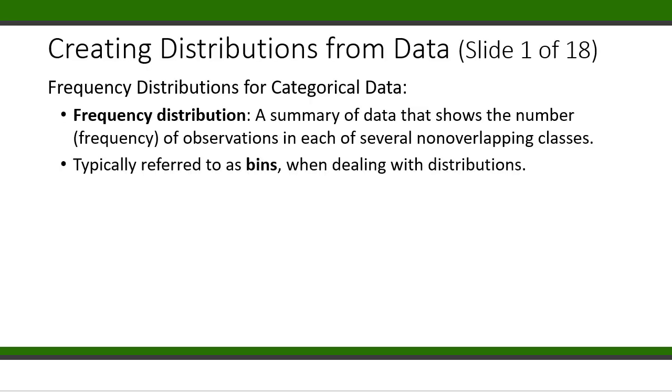So one of the first things we'll look at is a frequency distribution, and specifically towards categorical data. So this would be data that's not numbers. So it's like how many times did something occur out of this entire data set that we're collecting. Okay, and so if you look here on the screen, the frequency distribution is a summary of data in several non-overlapping classes. The classes might be referred to as bins.